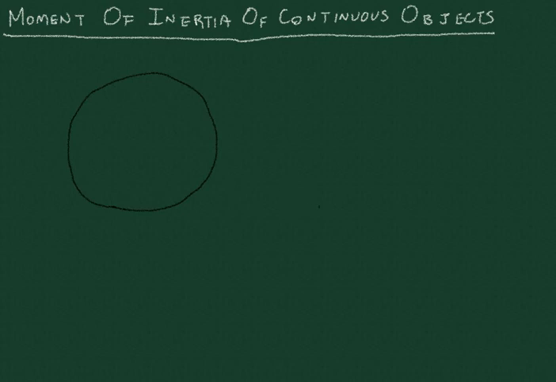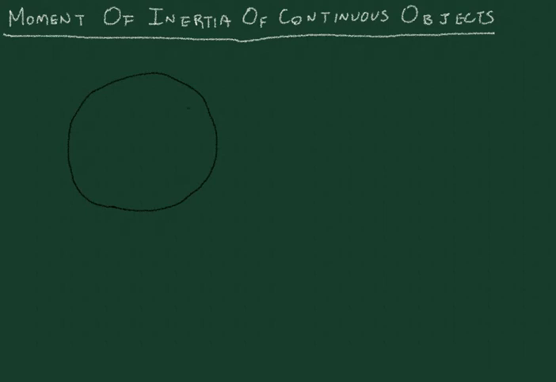We talked about the moment of inertia for point particles, but we haven't said anything yet about what happens if we have a continuous object, like a ball or a cylinder or a disk or something more abstract. So the way we can find that is this.